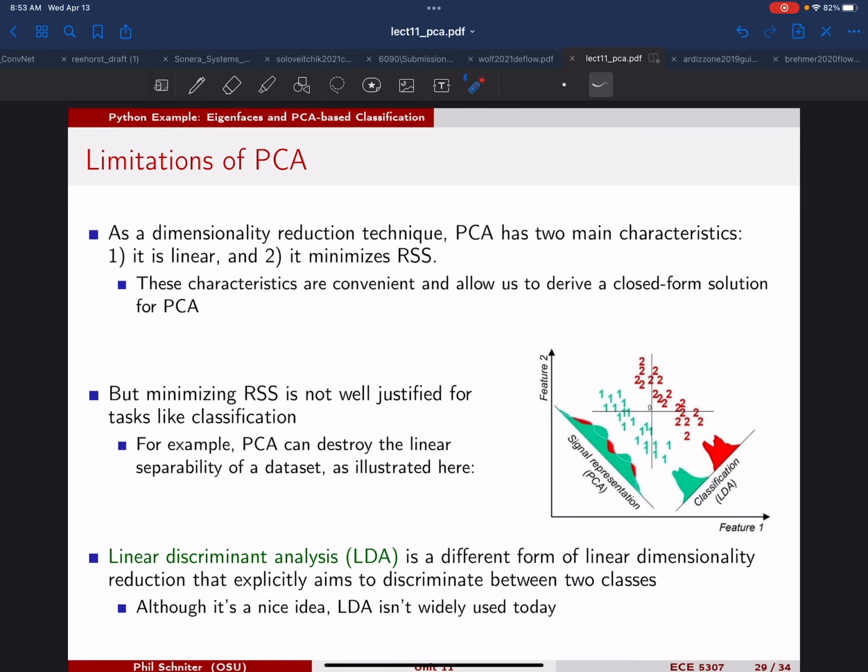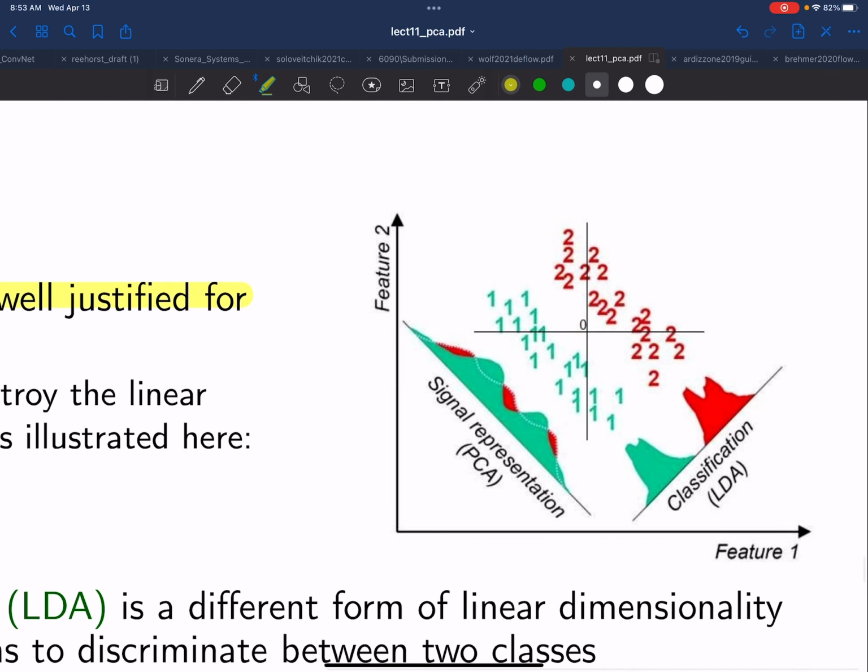And here's a picture that illustrates why this can be, in some cases, disastrous for classification. The main point is minimizing RSS is not well justified if classification is the end goal. So here's a toy data set where you have two classes. This is just a simple two-dimensional data set, classes 1 and 2. Let's say you applied PCA to this. Where's the line going to be? What's the subspace that best fits the data? It would be right here. That's the best subspace in terms of minimizing the approximation error.